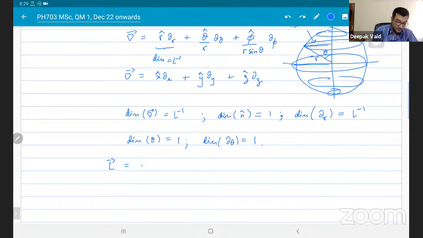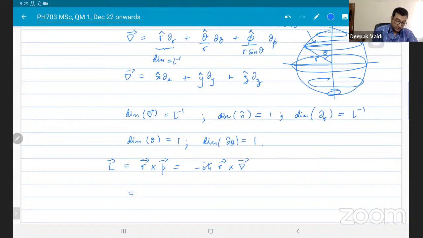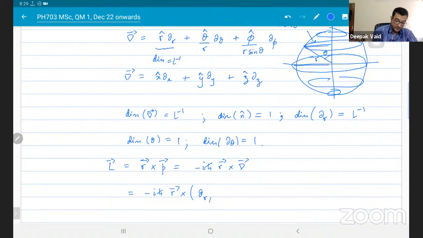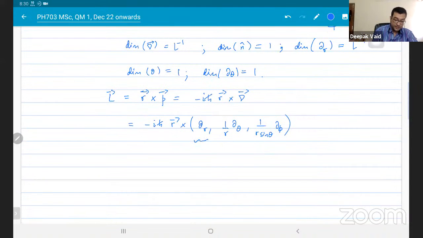The angular momentum now is r cross p, and p is minus i h bar times the gradient operator, right? That is the definition of the momentum. So this becomes minus i h bar r cross with this expression: d/dr, 1 by r d/d theta, 1 by r sine theta d/d phi. This is the r hat component, this is the theta hat component, and this is the phi hat component.